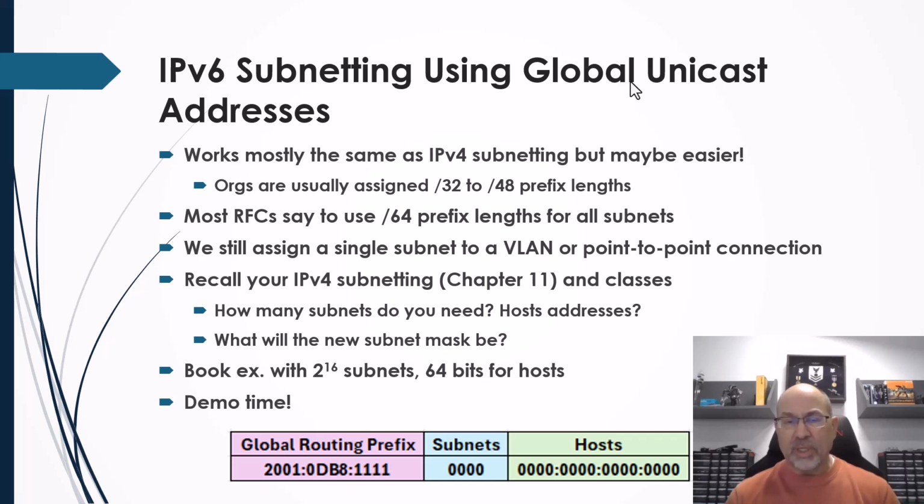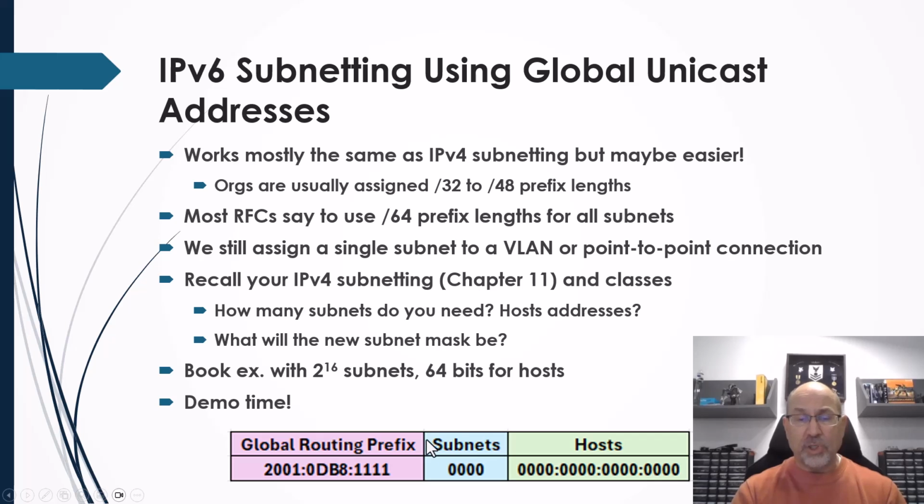Now the book example is the one on the bottom of this slide. We have 2 to the 16th possible subnets. Well, what does that mean? Remember that these are hex characters. So here is our global routing prefix: 2001:0db8:1111 /48. If the host interface portion is /64, we've got 1, 2, 3, 4 16-bit quartets. That's 64 bits of addressing space for hosts.